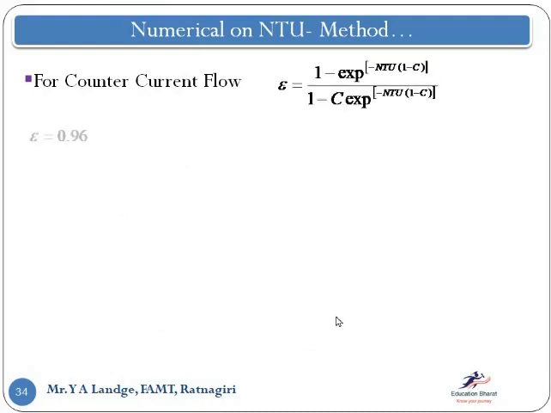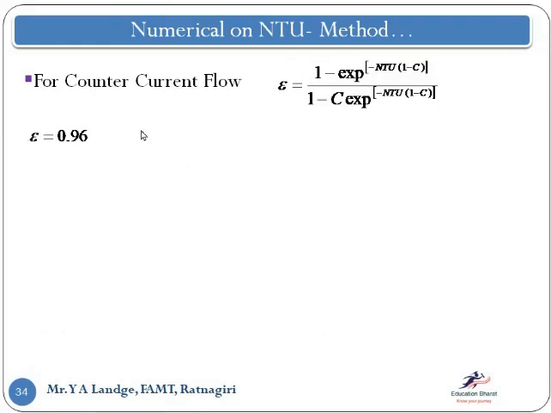So for counter current flow, we have this formula. Epsilon equals 1 minus exponential of minus NTU into (1 plus C) upon 1 minus C into exponential of minus NTU into (1 minus C). We already calculated the value of C and the value of NTU. So just put in these values and see what the value of epsilon is, because there is no need to do the calculation again. So we have the effectiveness of around 0.96.